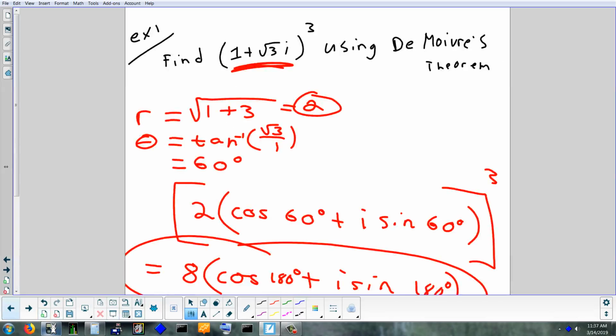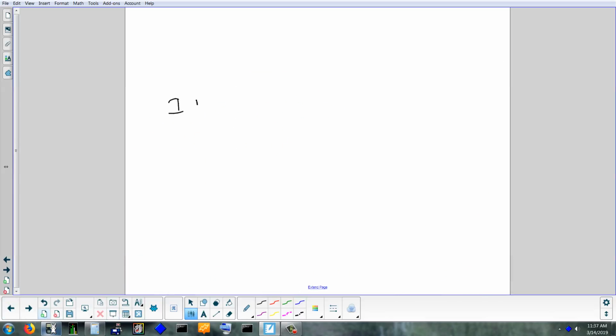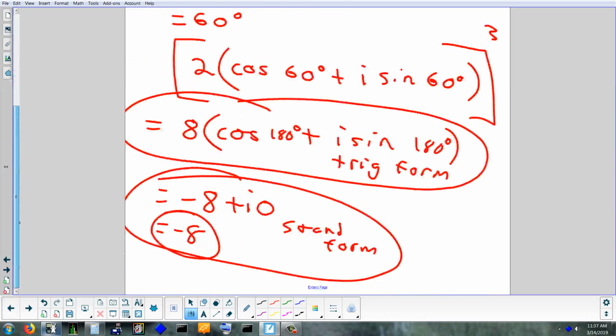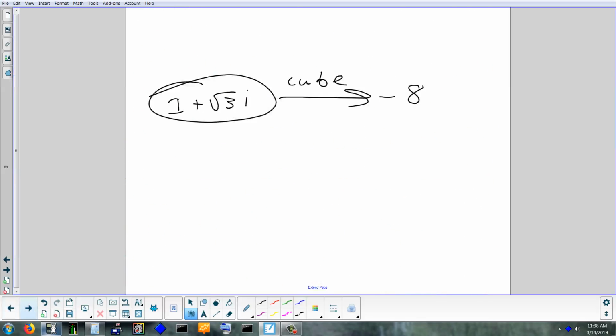We took 1 plus root 3i. That's what we started with. And we cubed it. And when we cubed it, we got -8. That's the answer that we got when we did it. So what would undo cubing that? The cube root. So if you take the cube root of -8, what would you get?